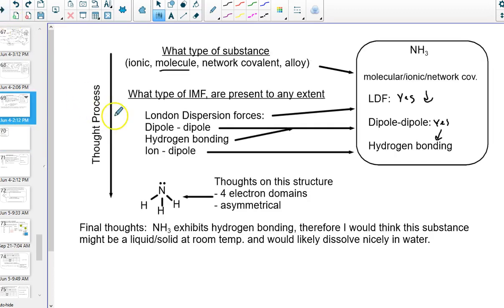Let's see our final thoughts here. NH3 exhibits hydrogen bonding, therefore I think this substance might be a liquid or a solid at room temperature and would likely dissolve nicely in water. So it's got some hydrogen bonding, so depending on the temperature, it could end up being liquid. NH3 itself is ammonia. You could have ammonia gas, okay? Smells bad. It has kind of a urine type smell. So it's definitely volatile. When you put it into a jar, like liquid, it's definitely going out, yes.